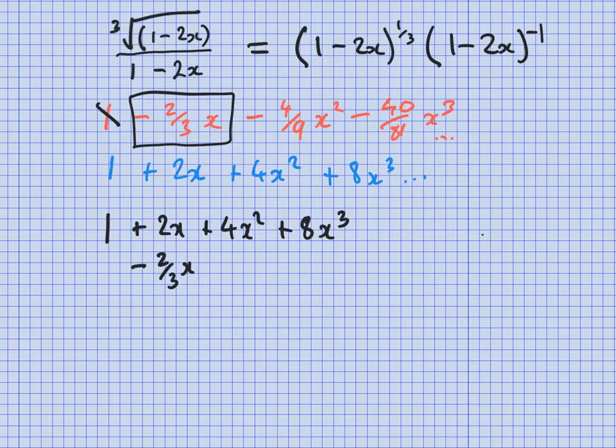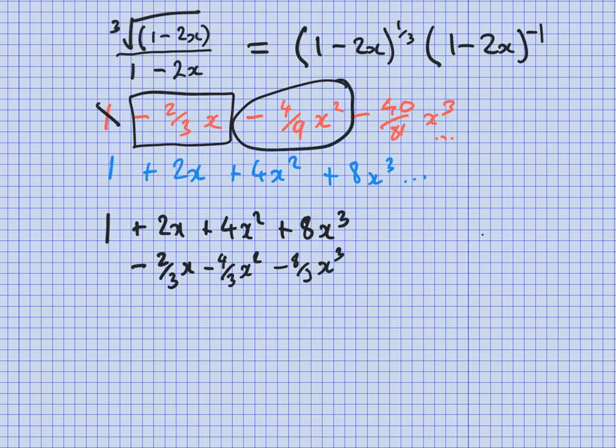Minus 2/3 x times 2x gives me minus 4/3 x squared. Minus 2/3 x times 4x squared gives me minus 8/3 x cubed. And I'm not going to do minus 2/3 x times 8x cubed, because that'll give me something to the power of 4, and I only need things to the power of 3.